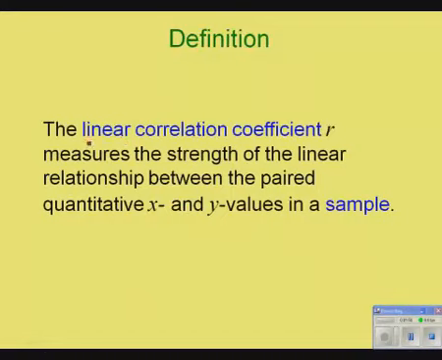The kind of correlation we're going to talk about is what's called a linear correlation. And this is a very famous statistic, R. R is called the linear correlation coefficient. Depending on what you look at when you're doing your papers, some of you may come across this. They'll say the correlation coefficient is such and such, or they may say R equals this. It measures the strength of the linear relationship between the paired quantitative x and y values.